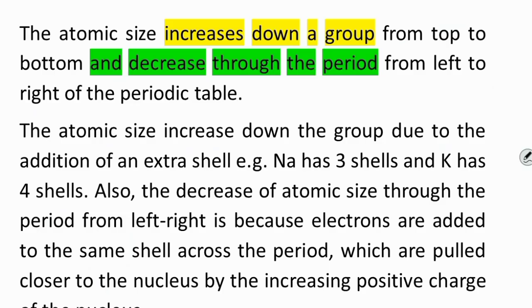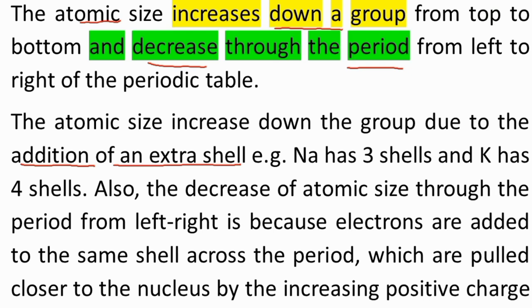All right. Now, of course, we've discussed this already. Atomic size increases down the group, but decreases through the period from left to right. The atomic size increases down the group due to what? Addition of an extra shell. Yes, that's what it means. Sodium has 3 shells and potassium has 4 shells. That's why potassium has a bigger size than sodium, even though they are in the same group.